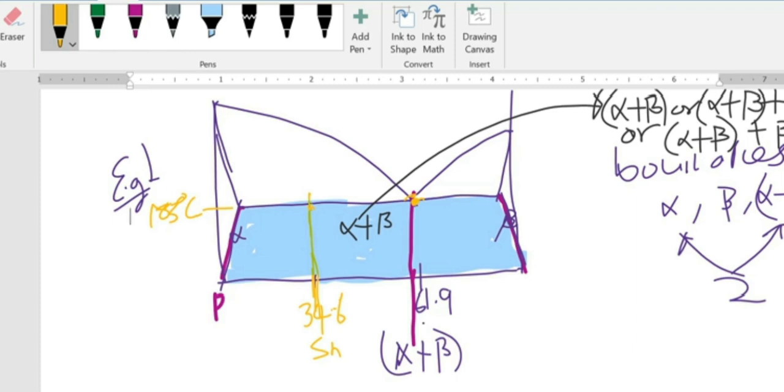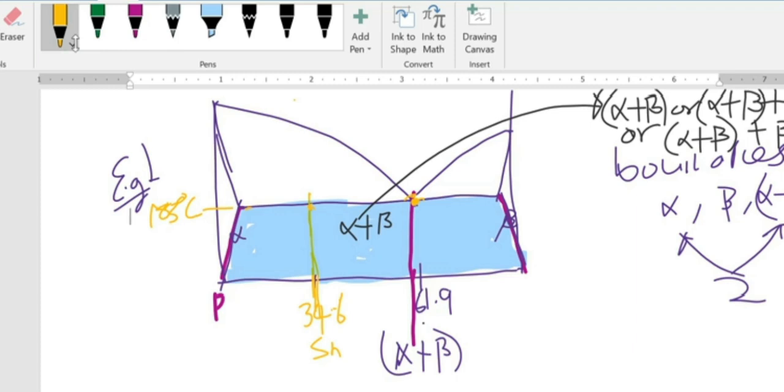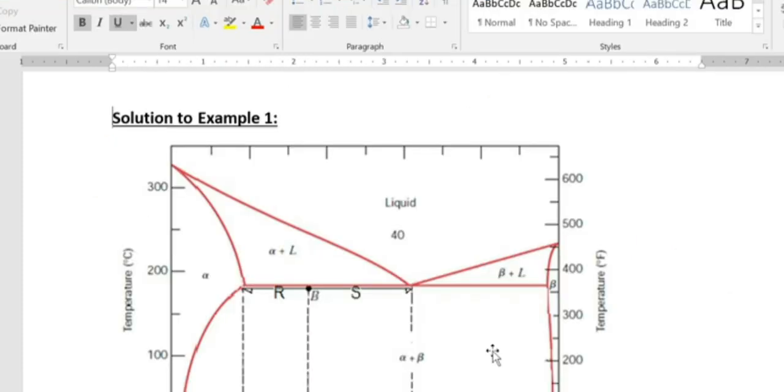So it means we have to draw a what? A tie line. You draw a tie line that touches the two boundaries. Our two boundaries are what? Alpha plus beta and alpha boundaries. Just below 183, the closest distance you can get from 183, we draw this line just below it. We call that the tie line.